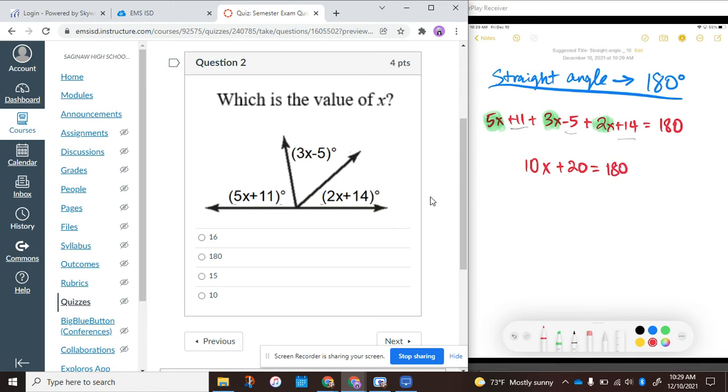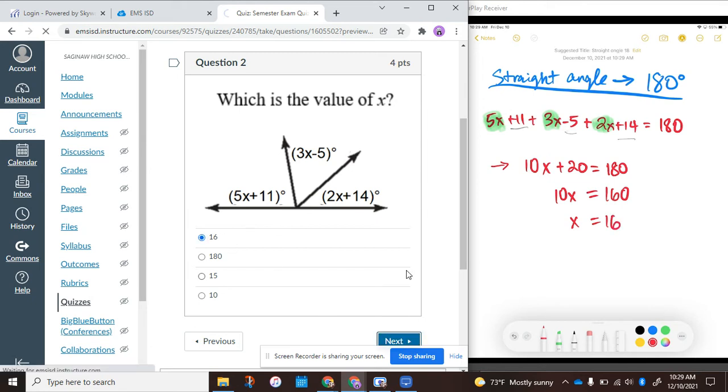All right. This is a very easy equation to solve once we get it to this point right here, because we can just do like we've always done. X is throwing a party. He wants to send his friends and family home at the end of the party, so he sends the friends home first. 10x. We subtract 20 on both sides, and then we divide to get the x by itself. And x equals 16.